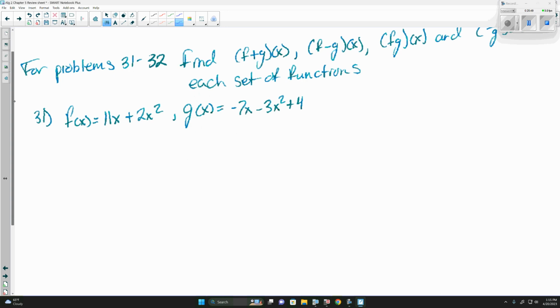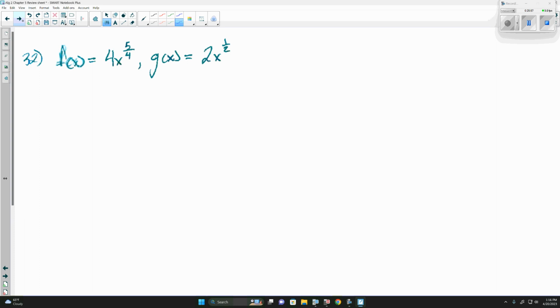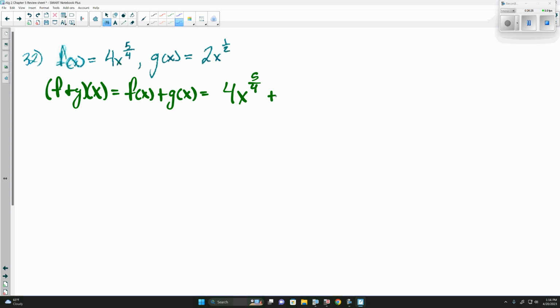Find f plus g of x, f minus g of x, f times g of x, and f divided by g of x for each set of functions. We're not going to look at 31. We are going to look at 32. So the first one we're going to look at is f plus g of x, which is the same as f of x plus g of x. And f of x in our case is 4x to the 5/4 plus g of x is 2x to the 1/2.